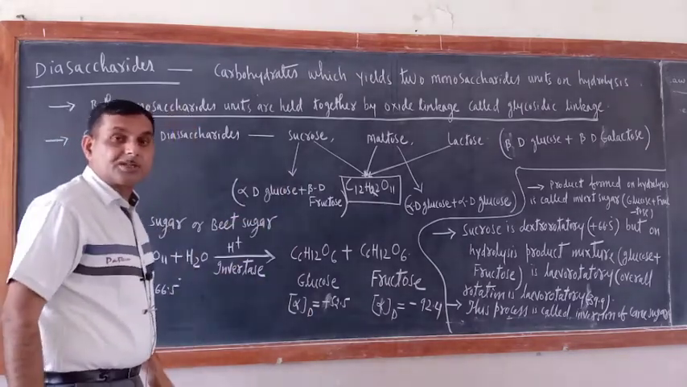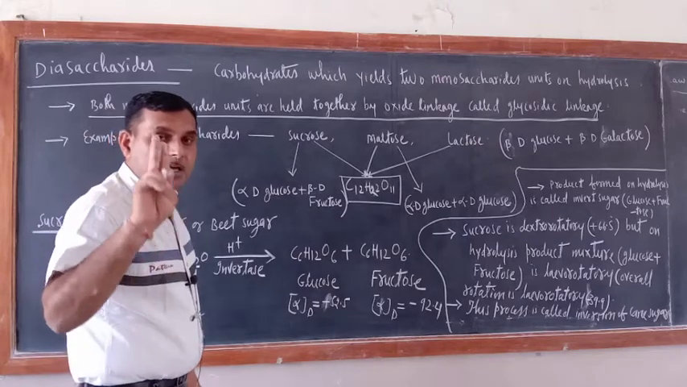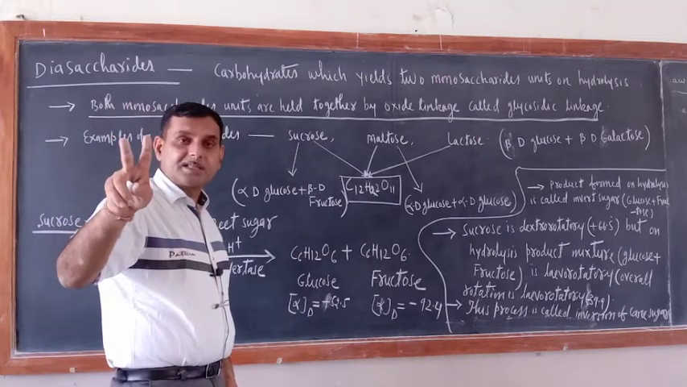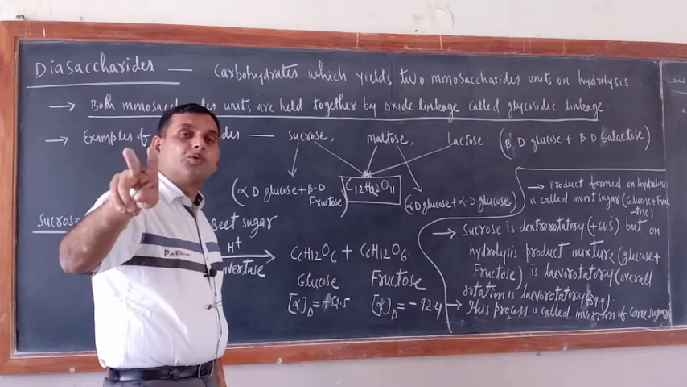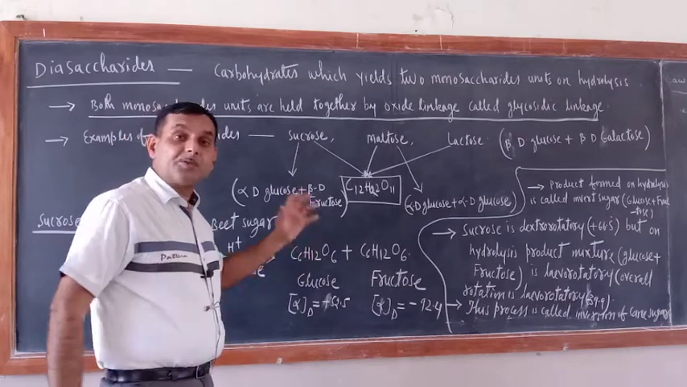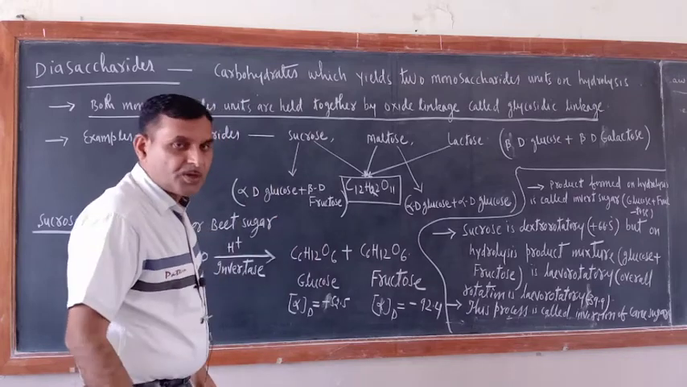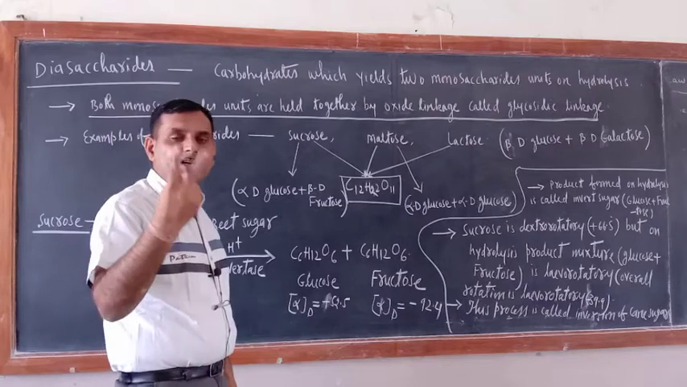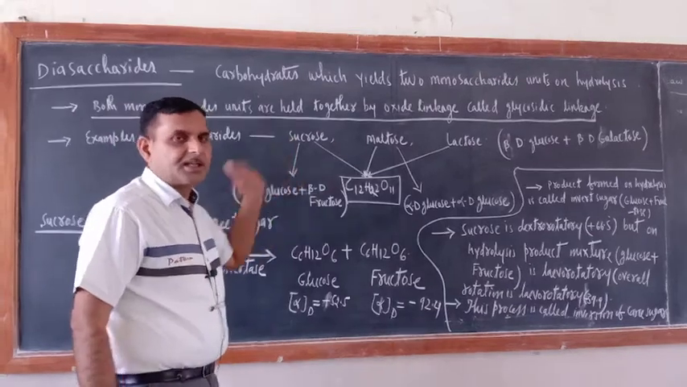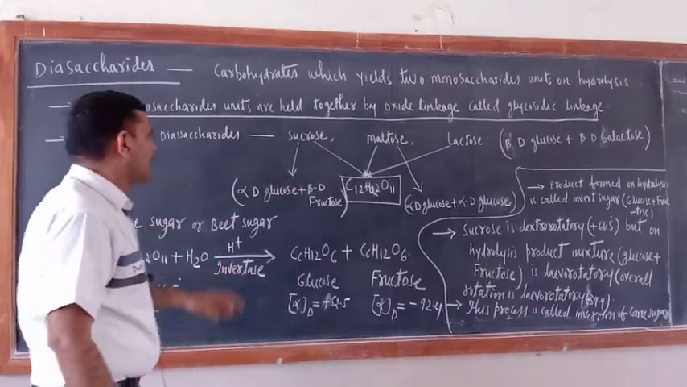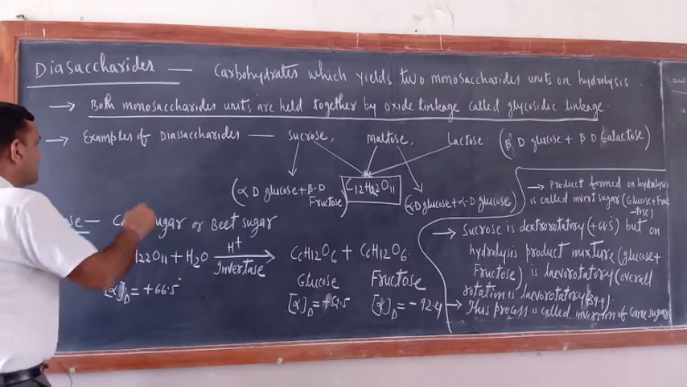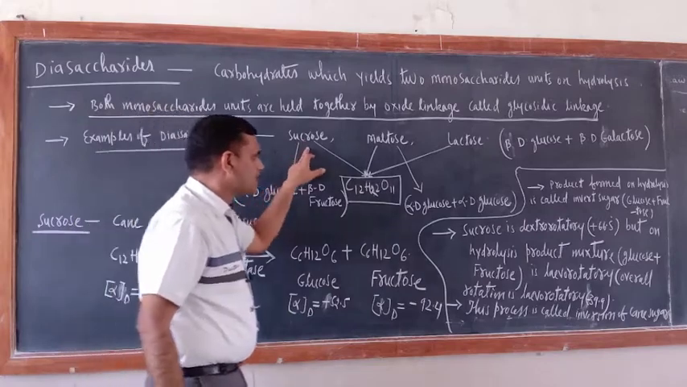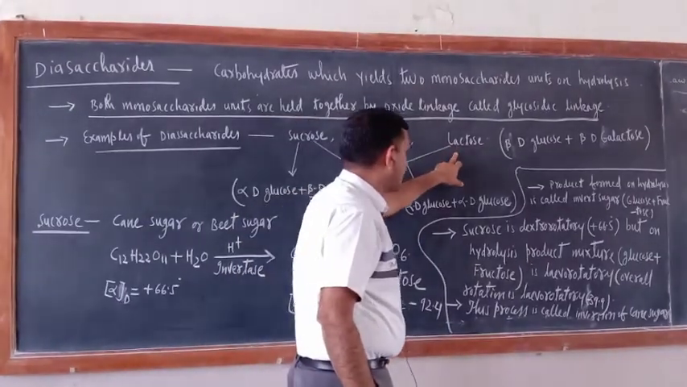So what is the glycosidic linkage? The glycosidic linkage is one type of oxide linkage through which two monosaccharide units are held together. Two monosaccharide units are held together through divalent oxygen, or oxide linkage, that is known as the glycosidic linkage. What are the examples of disaccharides? The examples of disaccharides are sucrose, maltose and lactose.